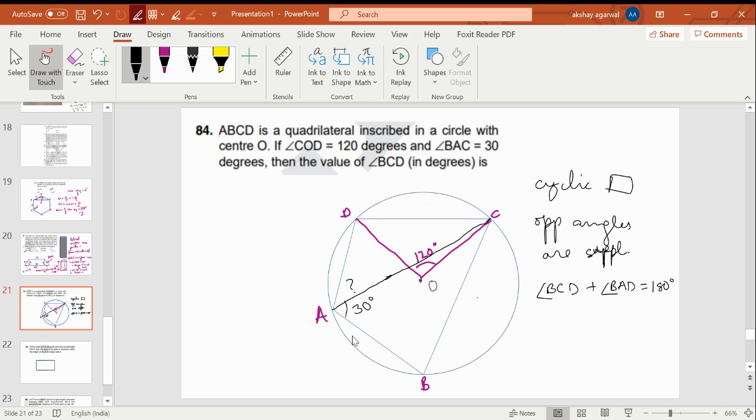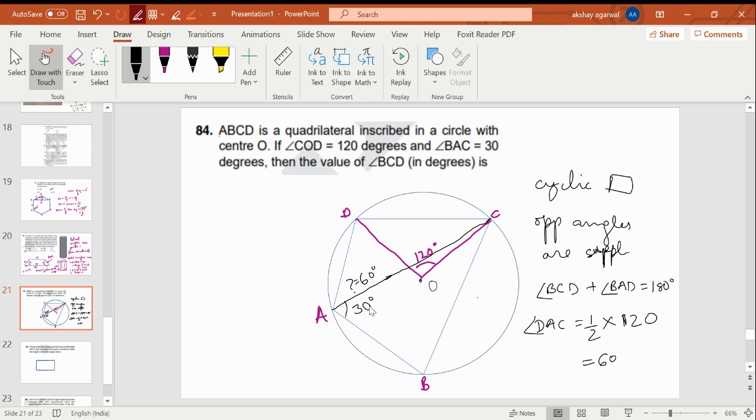So what can you comment about angle DAC? If I look at angle DAC, it is the angle made by the chord CD on the circumference. Angle on the circumference we had discussed is half of the angle made at the center. So that is why angle at the circumference DAC will be half of 120, which will be equal to 60 degrees. So here we get this angle is equal to 60 degrees.